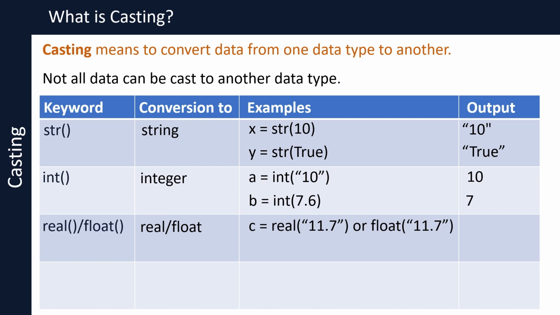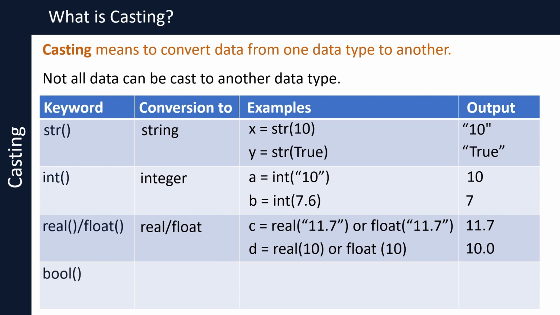For example, c equals real("11.7"). This converts string containing numeric value 11.7 to real or float value 11.7. Next example is d equals real(10). This converts integer value 10 to real or float value 10.0.